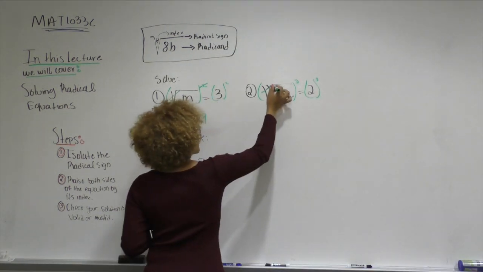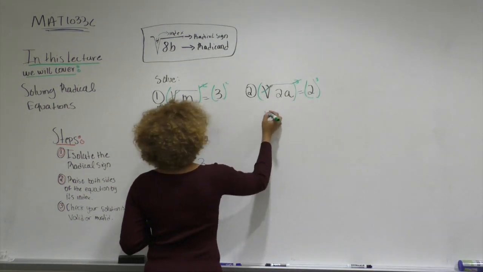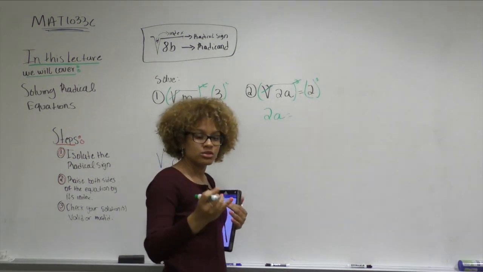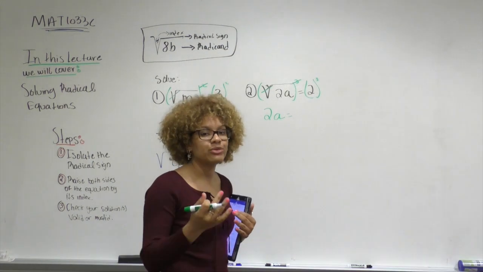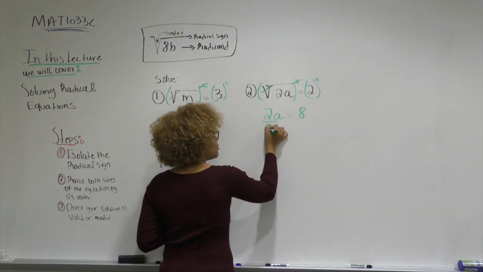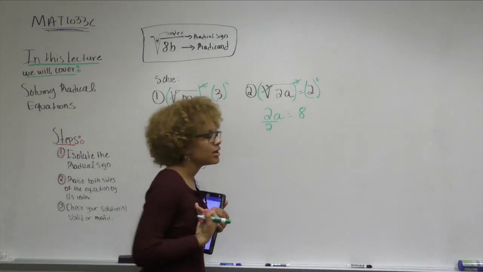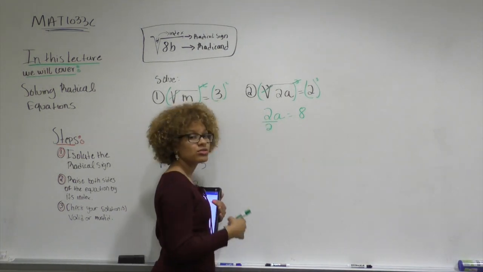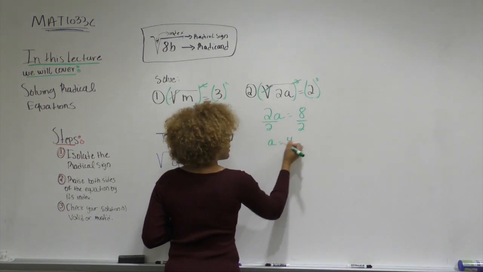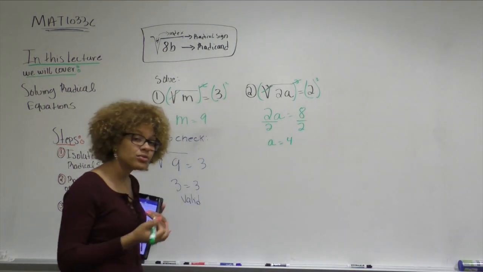Okay? This and this cancel. I am left with 2a equals 2 cubed. 2 times 2 times 2 gives you 8. Then I'm going to divide by 2 because my goal is to solve for a. The opposite of this multiplication is division. That gives me 4. So my answer for a is 4.